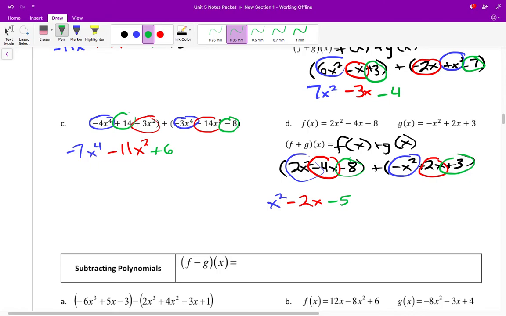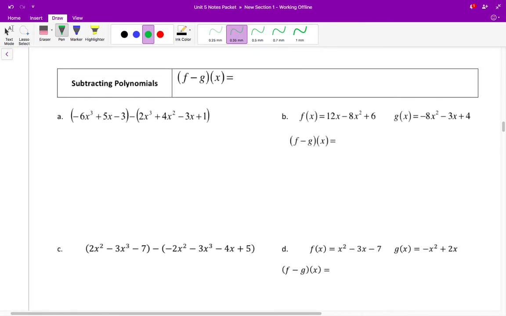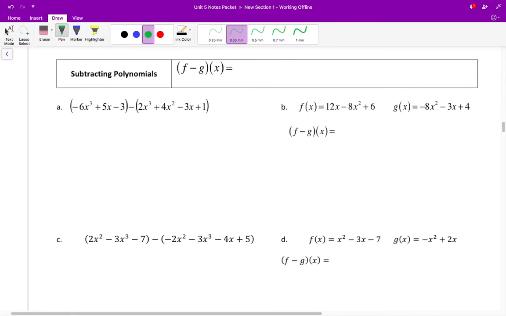All right, we're almost there. Last thing we're going to talk about today. We're going to talk about subtracting polynomials. When you subtract polynomials, if it gives you this notation, f minus g of x, again, what it's looking for, it's really just looking for you to take f of x minus g of x. That is it.